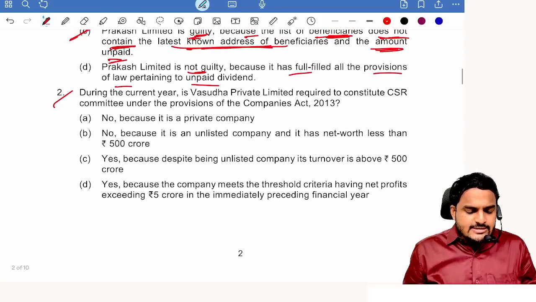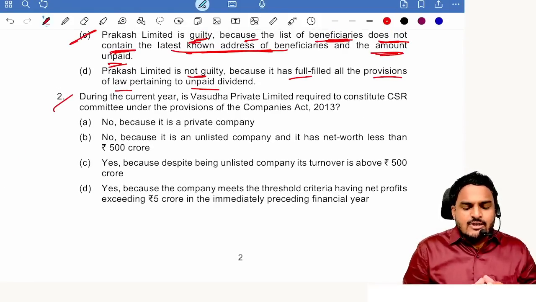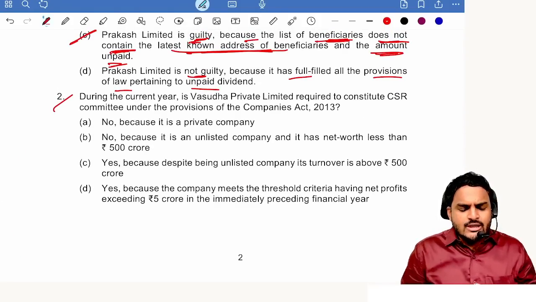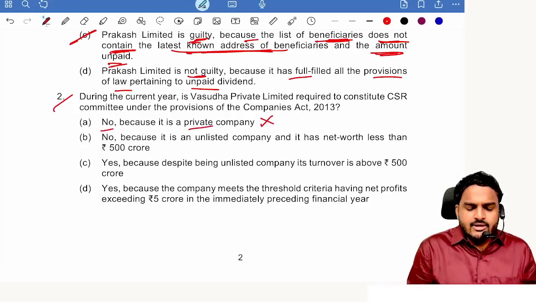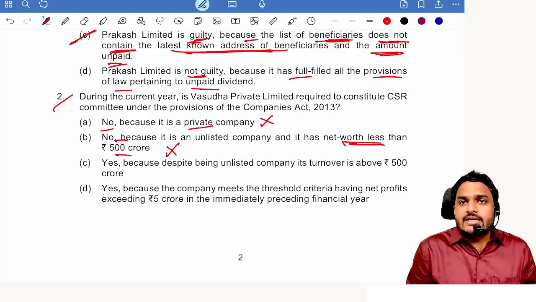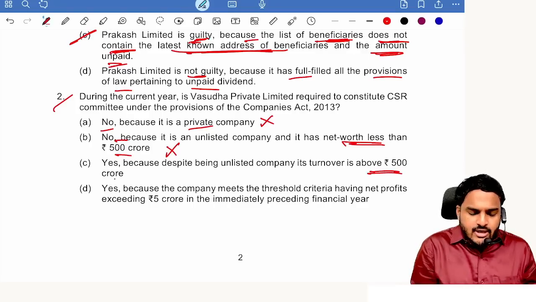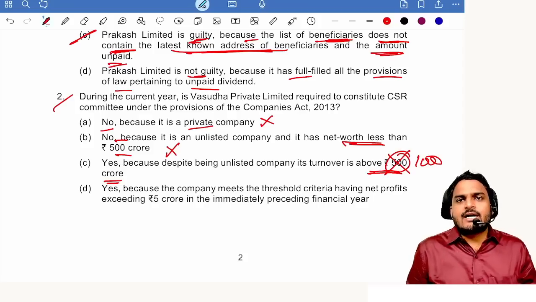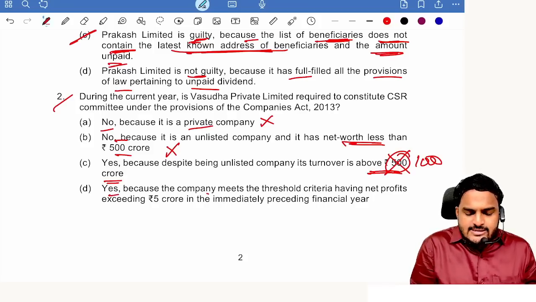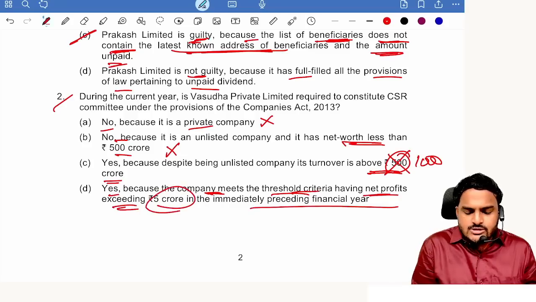So now, second question. During the current year, is Vasudha Private Limited required to constitute a CSR committee? No, because it's a private company. Incorrect. No, because its net worth is less than 500 crores. Incorrect. Turnover above 500 crores. Turnover limit is 1000 crores. Option itself is incorrect. Yes, because company meets threshold criteria having net profits exceeding 5 crores.